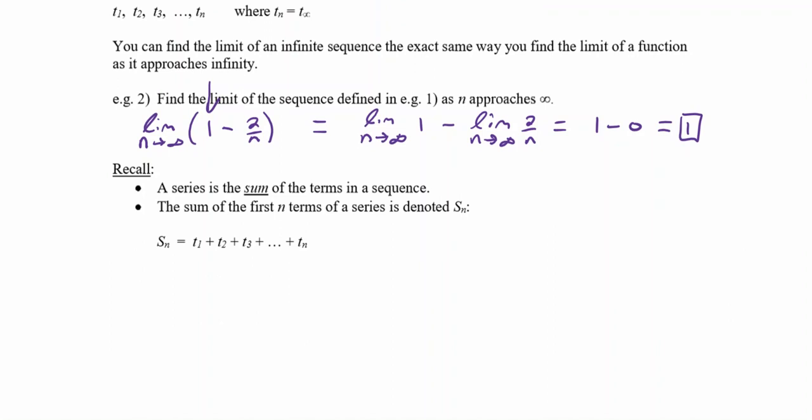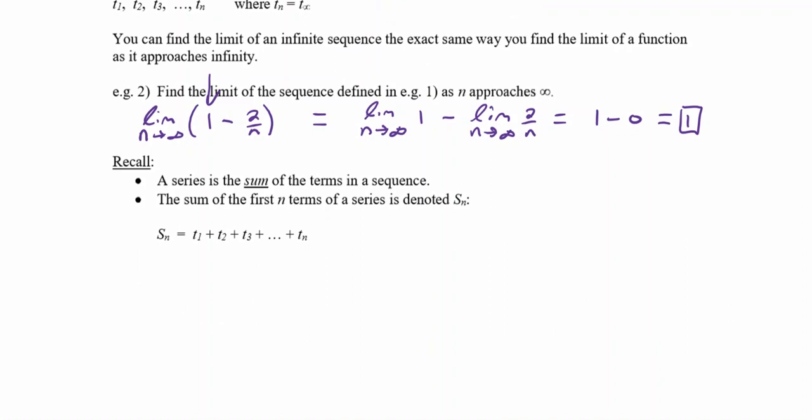Okay. A series, instead of the sequence, is the sum of the terms in the sequence, right? So this would be like we're adding them all together now. The sum of the first n terms in the series is denoted by Sn, and we'll see this notation. Instead of there being commas in between all of these, you'll see that there are addition signs between all of those.